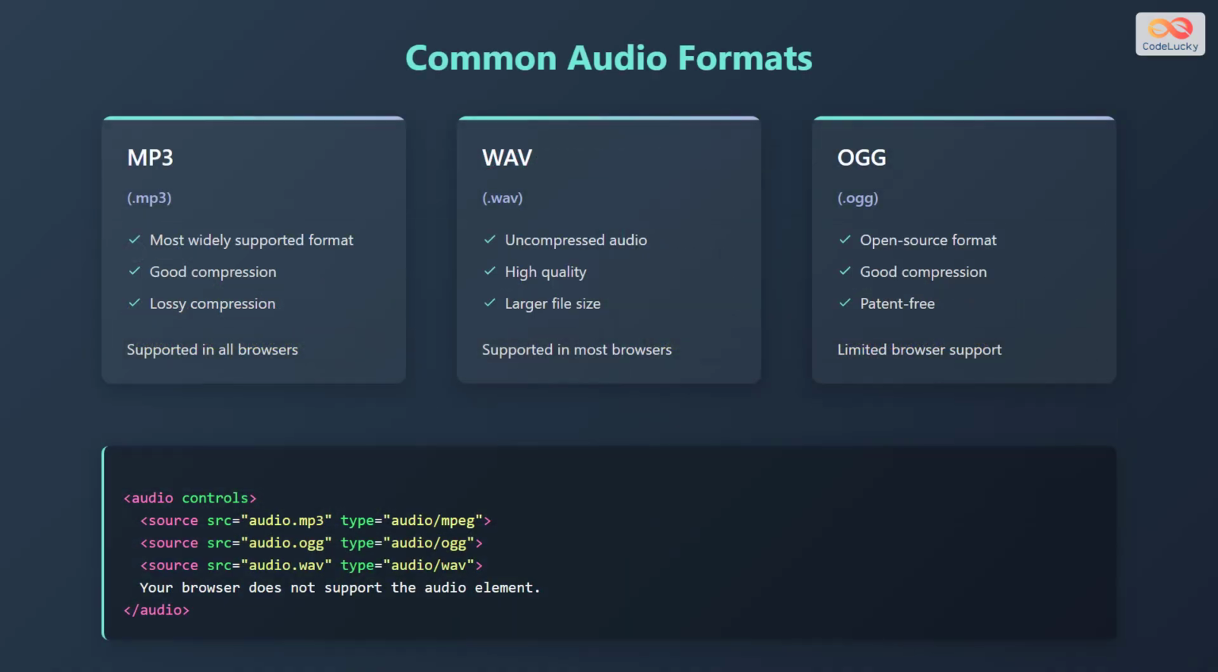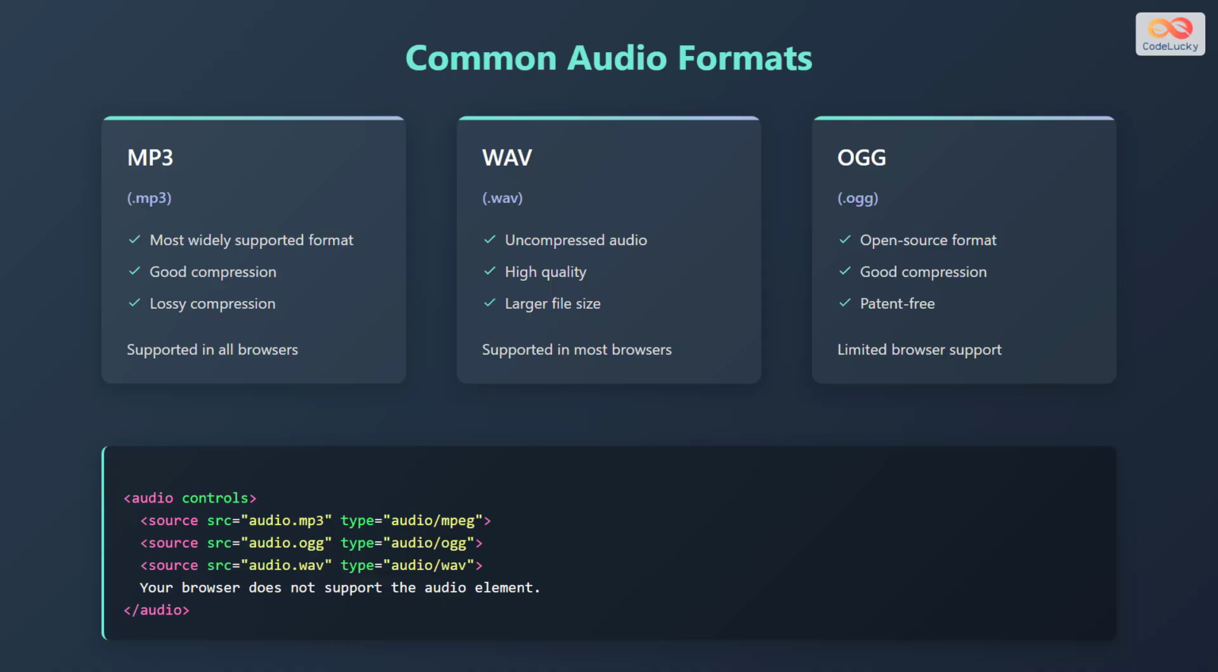There are several common audio formats used on the web. MP3 is the most widely supported format with good compression, though it is lossy, and is supported in all browsers. WAV is an uncompressed audio format that provides high quality, but with larger file sizes, and is supported in most browsers. OGG is an open-source format with good compression and is patent-free, but has limited browser support.